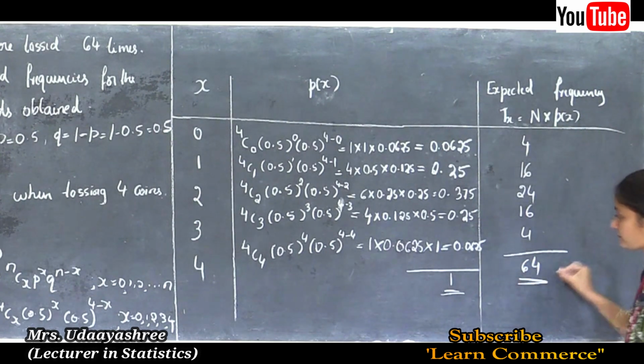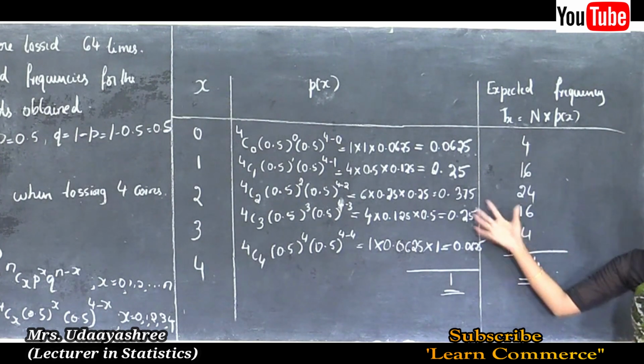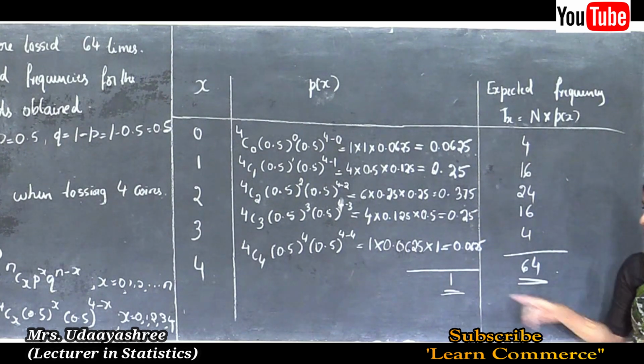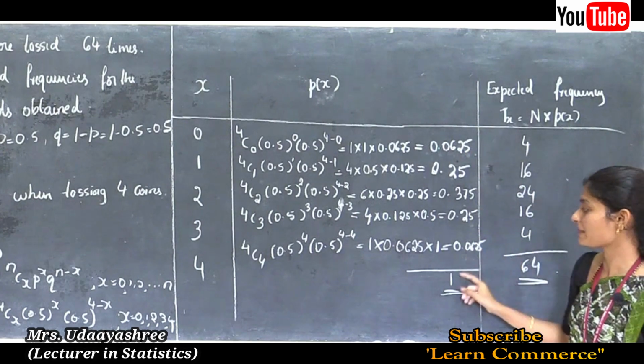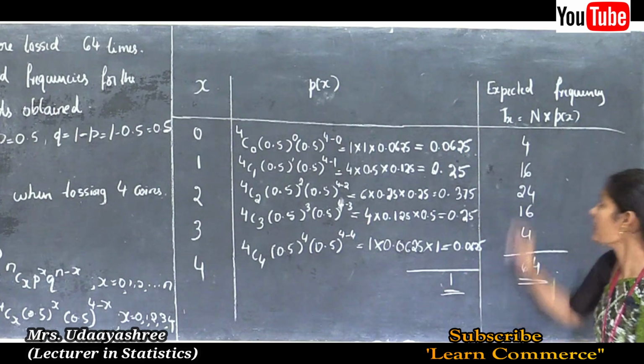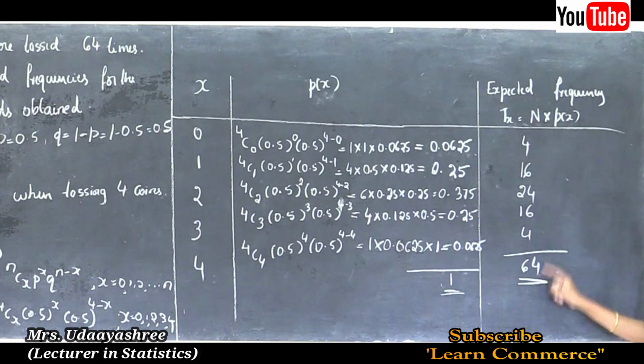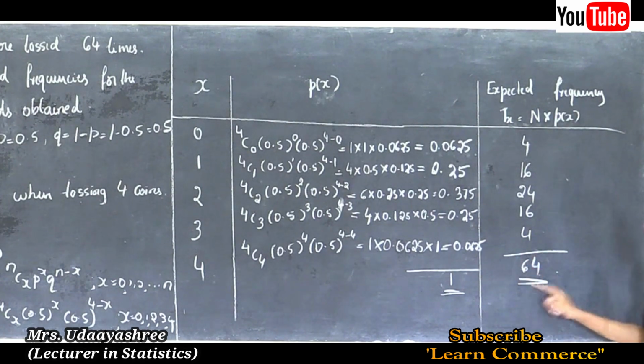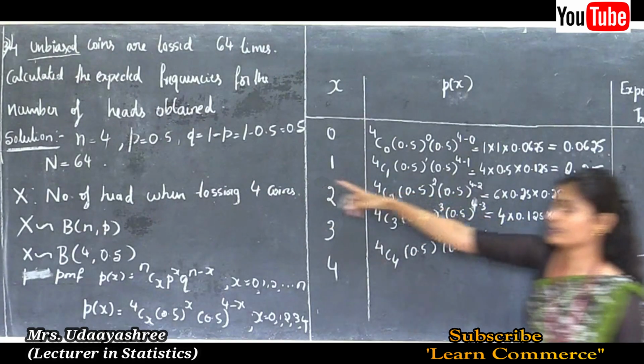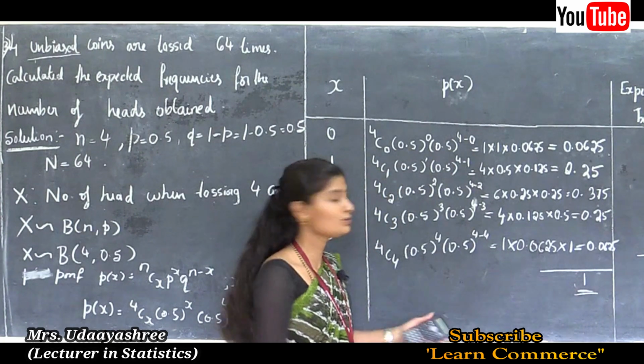64. So how to check whether this calculated answer is proper or not? See, the sum of these probabilities is always equal to 1 and the total expected frequency is always equal to capital letter N. Then our solution is proper.